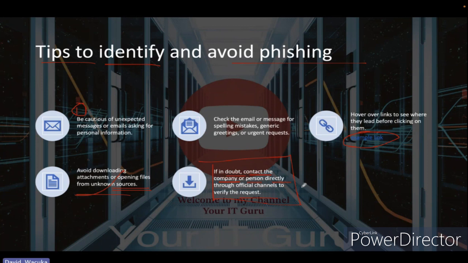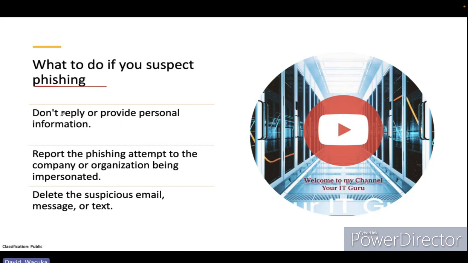And what do you do if you suspect phishing? If you suspect phishing, these are the steps to take. Number one, don't reply or provide personal information. Even if it is from a genuine person, why would you share personal information through a phone call or through a WhatsApp chat or through an email? Make sure you double check that you do not reply or provide personal information.